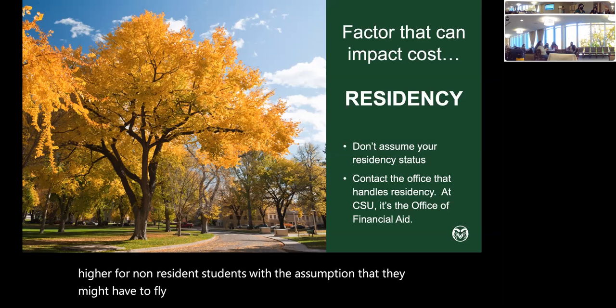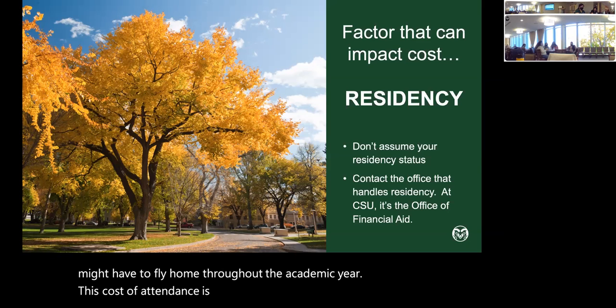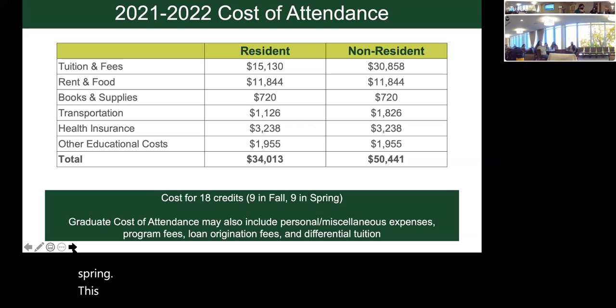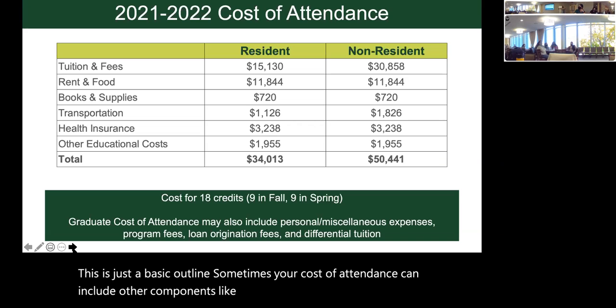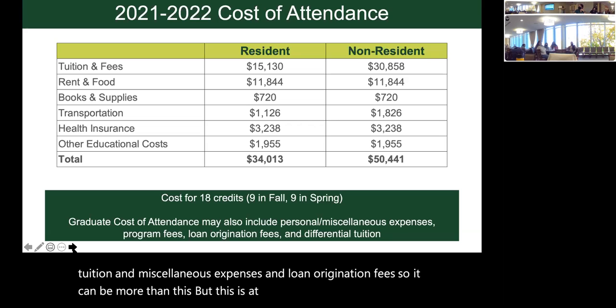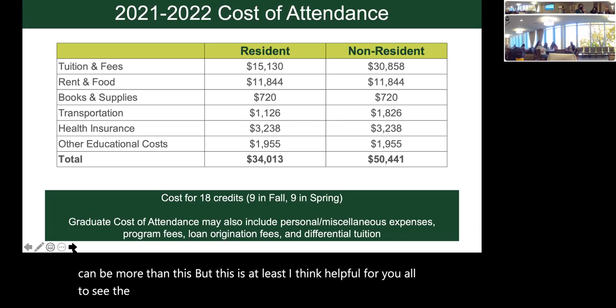throughout the academic year. Now, this cost of attendance is based off of a whole academic year at CSU as a full-time student. So that's 9 credits in fall, 9 credits in spring. This is just a base outline. Sometimes your cost of attendance can include other components like your program fees, differential tuition, miscellaneous expenses, and loan origination fees. So it can be more than this, but this is at least, I think, helpful for you all to see the differences between the two.